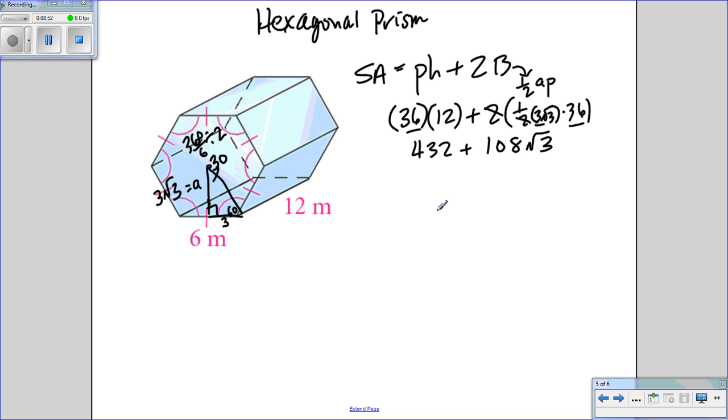So 432 plus 108 radical 3, and we get approximately 619 meters squared for the surface area of that hexagonal prism. So another way you could have used this right triangle to find the apothem, you could also use sine, cosine, or tangent to do that if you wanted to.